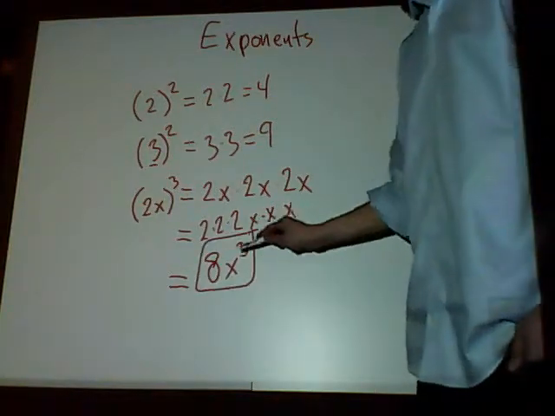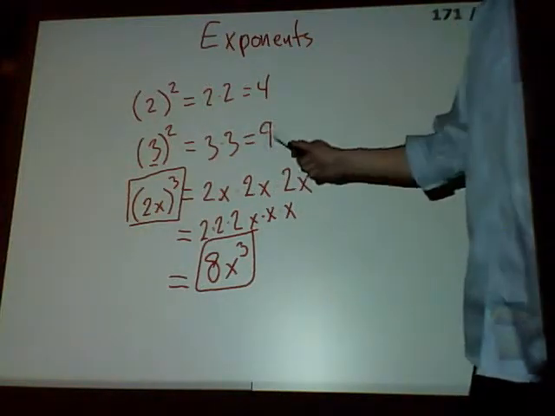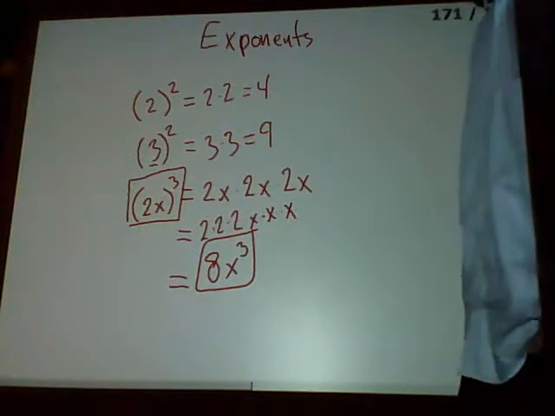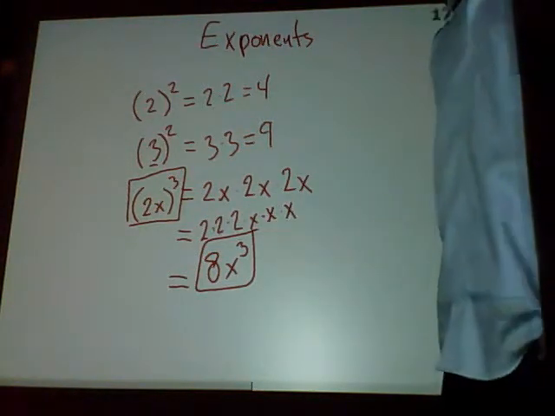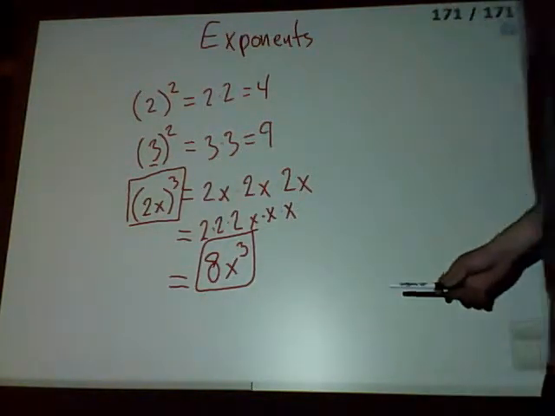So 2x to the 3rd power equals 2x times 2x times 2x. Once you rearrange all the terms and combine like terms, you get 8x cubed. So just make sure that you remember what is going on here. You're repeating multiplication that many times.